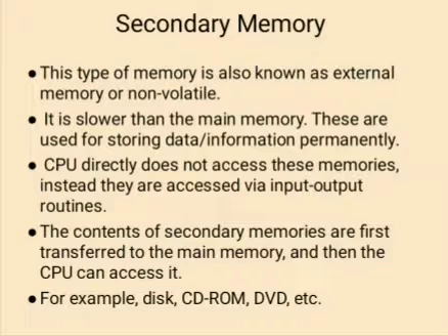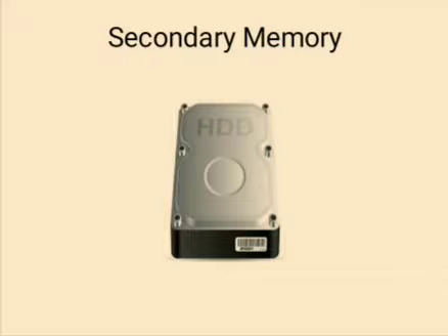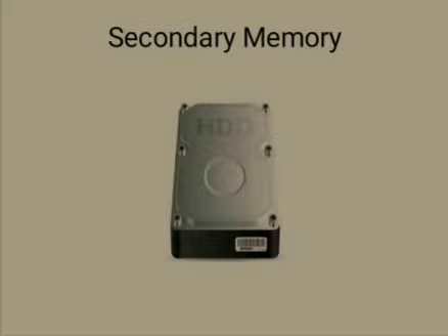The content of secondary memories is first transferred to the main memory, and then the CPU can access it. For example, disk, CD-ROM, DVD, etc. So we can see this diagram of the secondary memory.